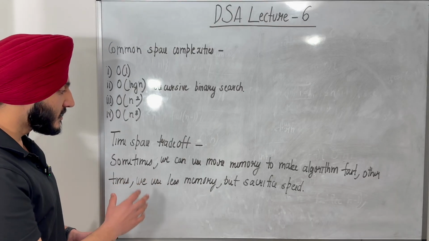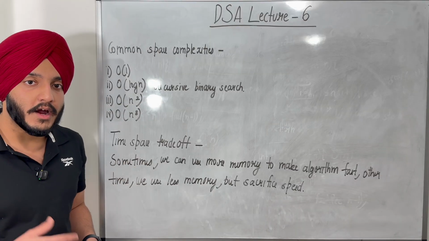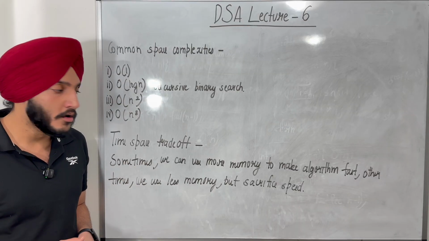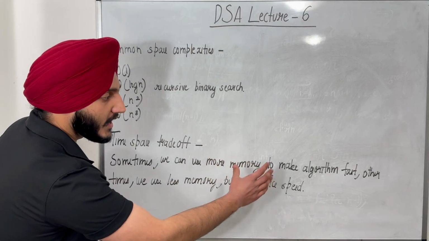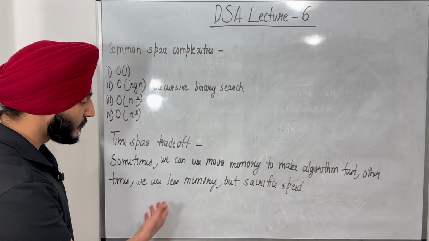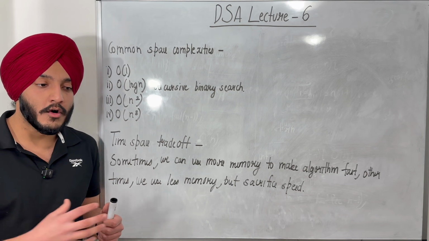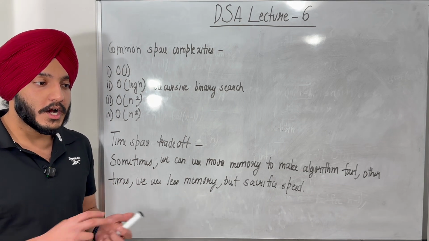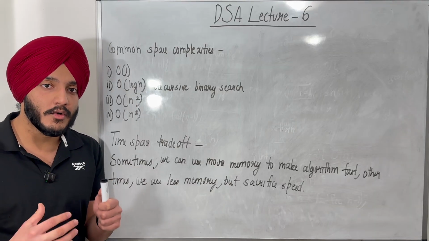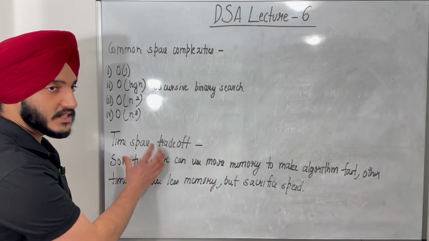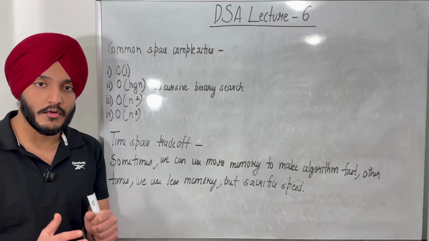And the last thing I wanted to really talk about is the space-time trade-off, right? I already talked about this in the beginning of the video, but the point is sometimes we can use more memory to make algorithms fast. Other times we use less memory but sacrifice speed, right? So depending on what problem you're trying to solve, we basically have two options, right? We generally try to do our best to make both things efficient, but it's not really possible, right? So we have to kind of decide what we want to sacrifice.